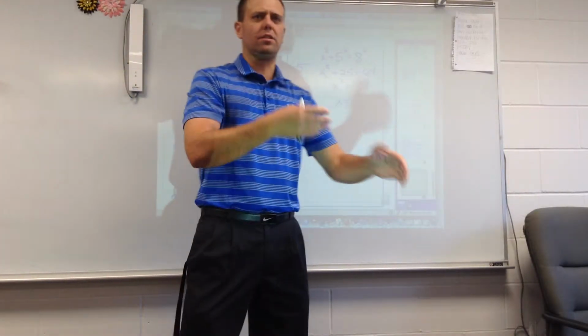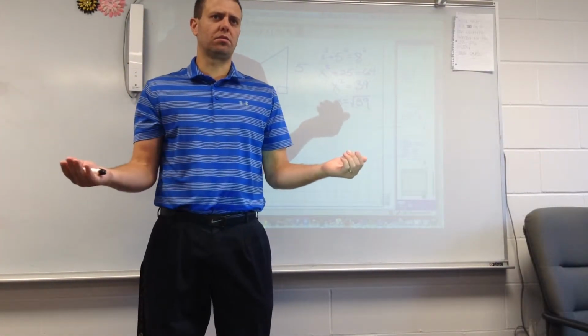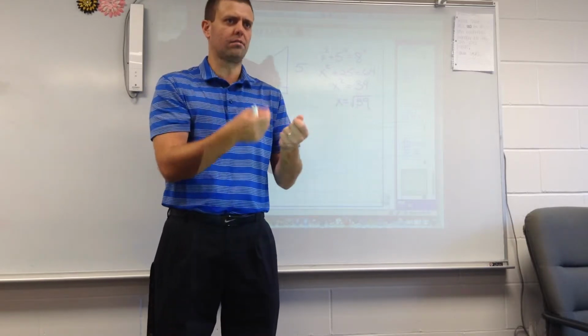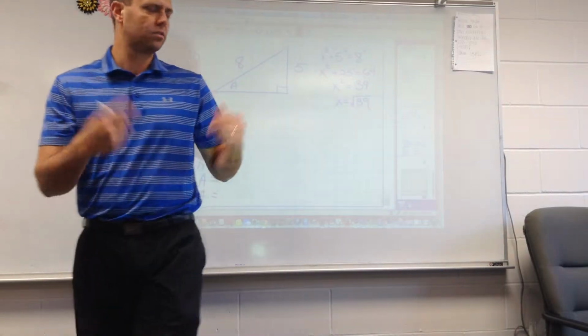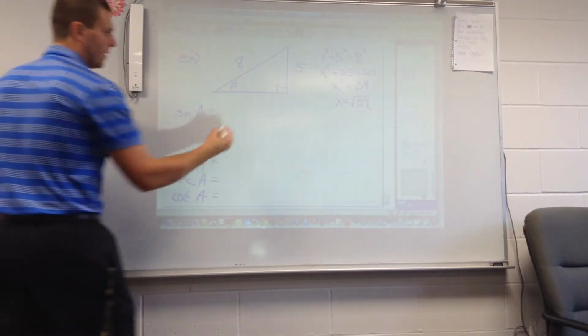Square root of 39, can we simplify that? Nope. No, because 3 times 13 is 39, there's not any perfect squares that go into 39, so we'll leave it as the square root of 39.